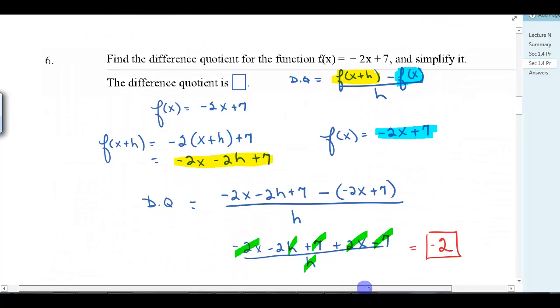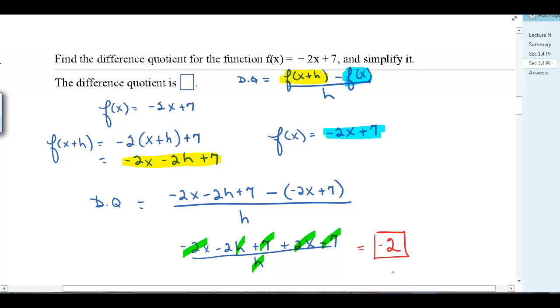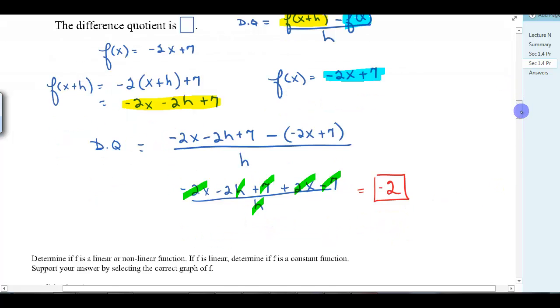Number 6 was finding a difference quotient. Again, you should realize your answer is going to be -2. That's the slope of that line. But if we are to do it like this, you want to be able to say f of x plus h, plug x plus h in for that, and you get this value. Here's your original. Subtract them. Things cancel out, and you get the -2.